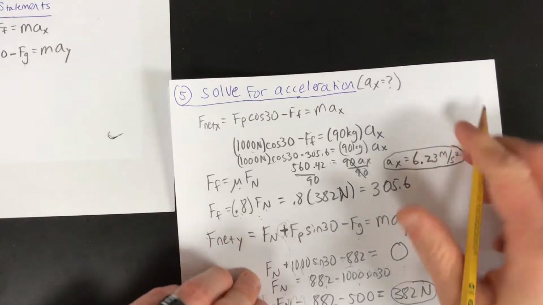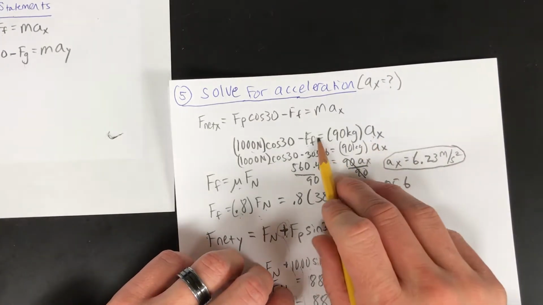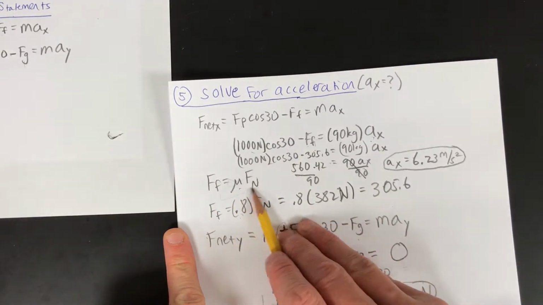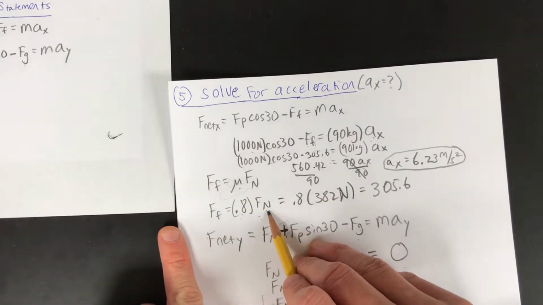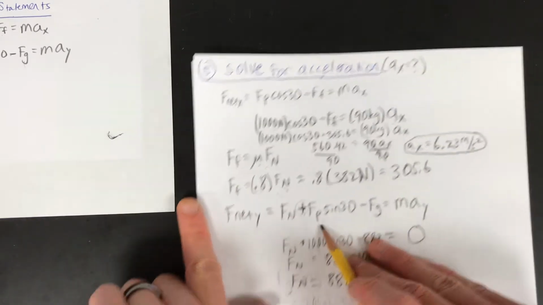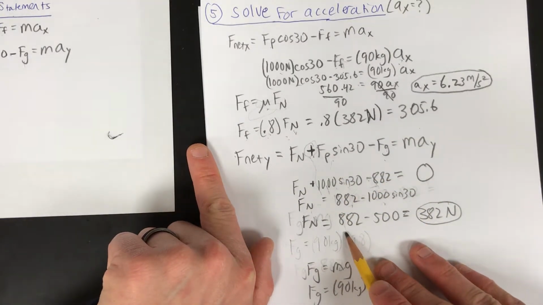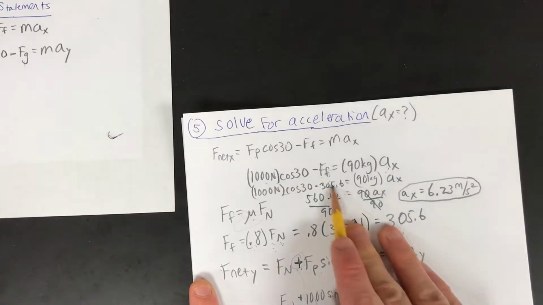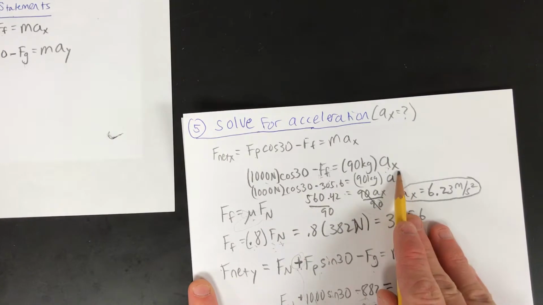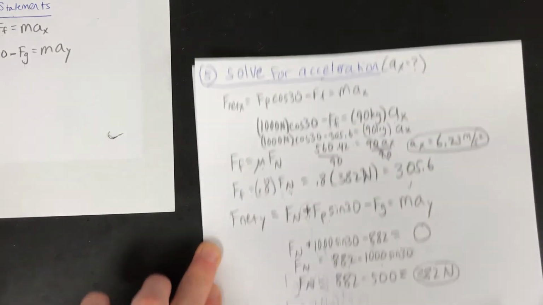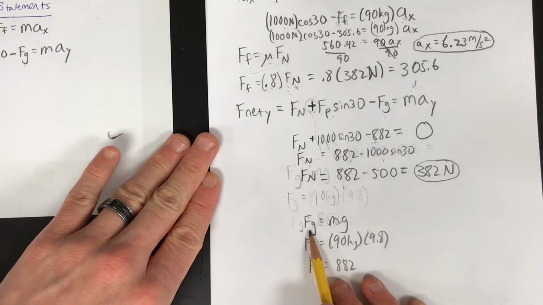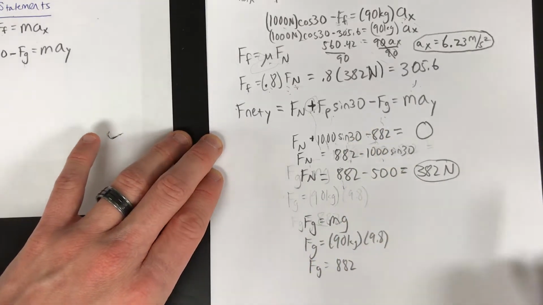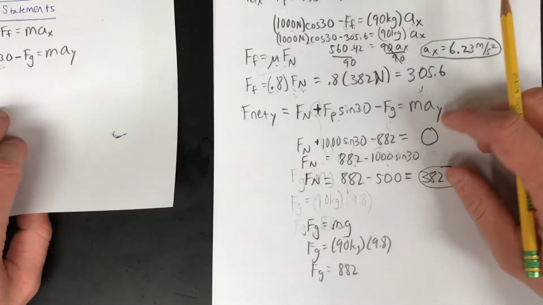So the whole point to solve for AX, we were missing FF in the statement. We want to get FF with this formula, but we were missing Fn to get that. So we looked at our Y statement, solved for Fn, plugged it back in here, got friction. Once we got friction, we were able to plug it in here and get our acceleration. Kind of those 3 steps there. All right, and don't forget calculating the weight Fg was important in the Y statement in order to find the normal force.